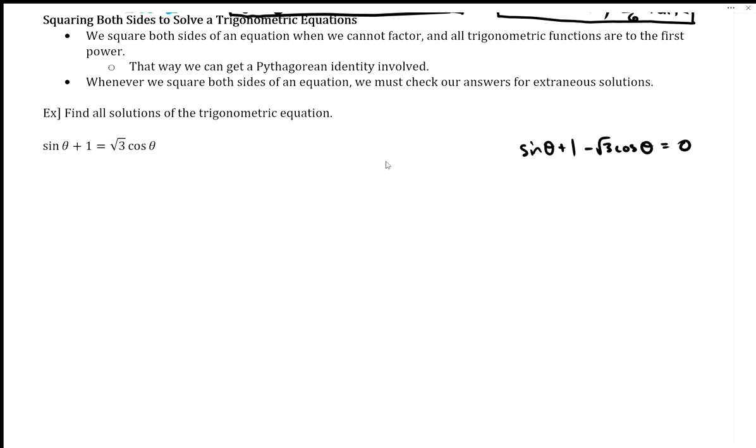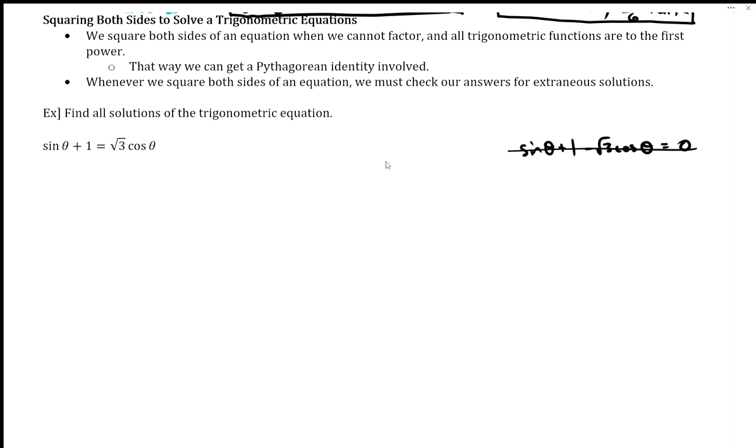But these are the lowest powered and most basic trig functions, sine of theta and cosine of theta, so there's not really anything we can do. Maybe if there's a tangent or cosecant or whatever, we could at least apply reciprocals to see if it simplifies in a different way. But here there's nothing we can do. So that's why this is a special case. When we have a mixture of trig functions but no higher powers, we need to square both sides.